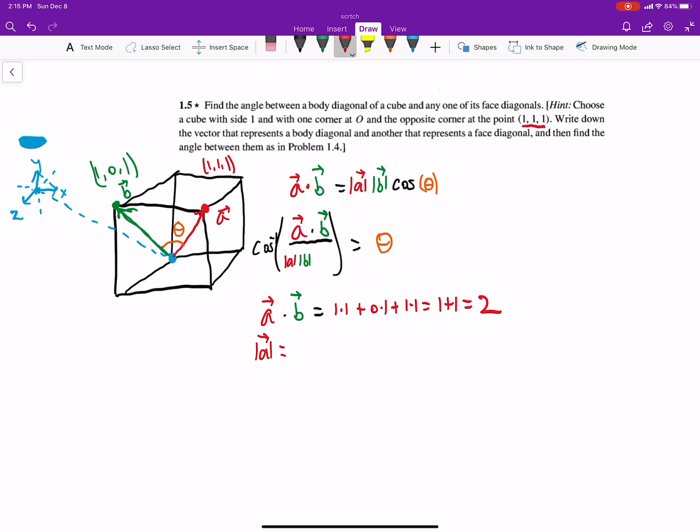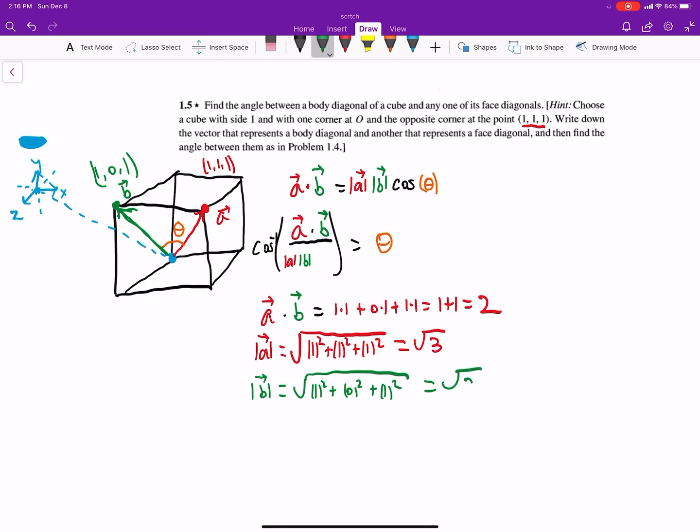And then the magnitude, the way we find the magnitude, we actually proved this, I think, in one of the previous problems. I don't know if it was this one or the last one. But all we have to do is take the square root of each component squared. So for example, for what we're calling vector A, it's just the square root of 1 squared plus 1 squared plus 1 squared, which is root 3. And we can do the same thing with B, and we get root 2.